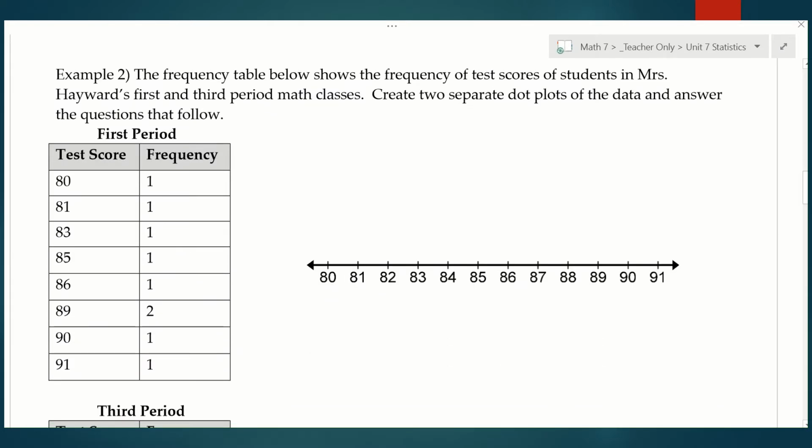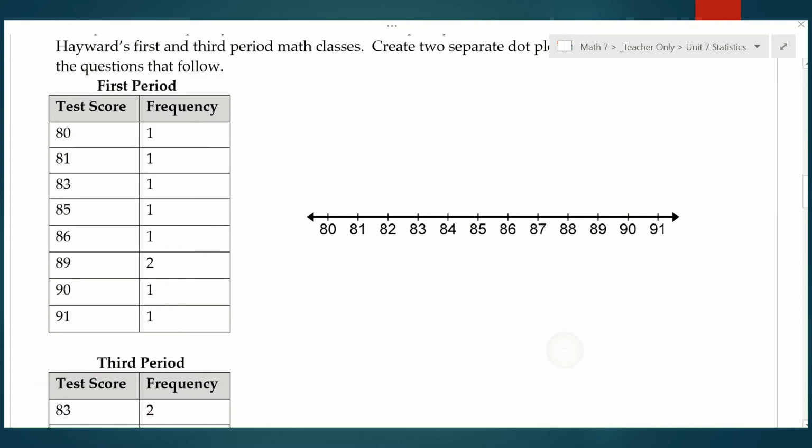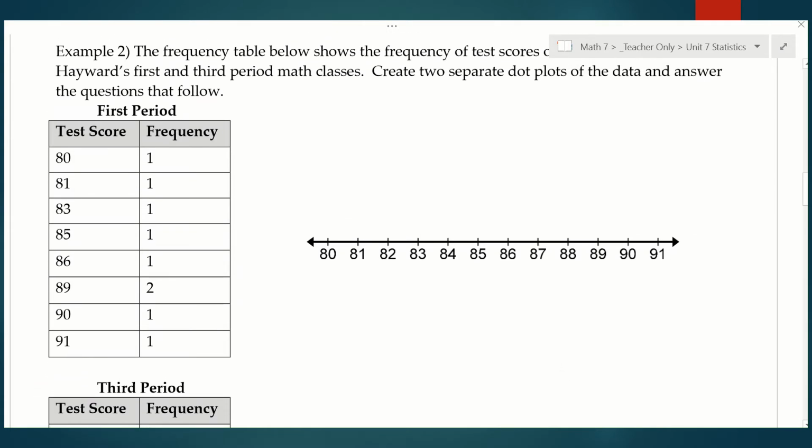The frequency table below shows the frequency of test scores of students in Mrs. Hayward's first and third period math classes. Create 2 separate dot plots of the data and answer the questions that follow. Okay, so we can see we have first period test scores and third period test scores. So on this first number line, we're going to plot the first period test scores. I'm just going to label this.